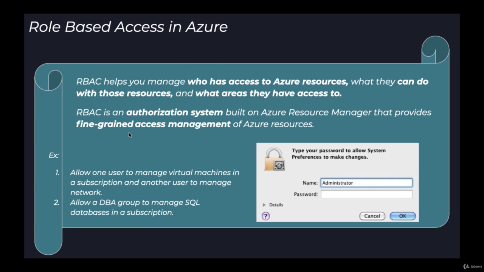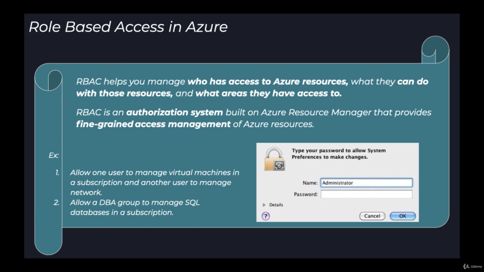In Azure, RBAC is basically an authorization system, built on Azure Resource Manager, that provides fine-grained access management of various resources like a storage account, a virtual machine, or SQL databases. Within an organization, if you want, let's say, to allow one user to manage virtual machines in one subscription and another user to manage the network, different kinds of roles would be required for the users to perform their duties.